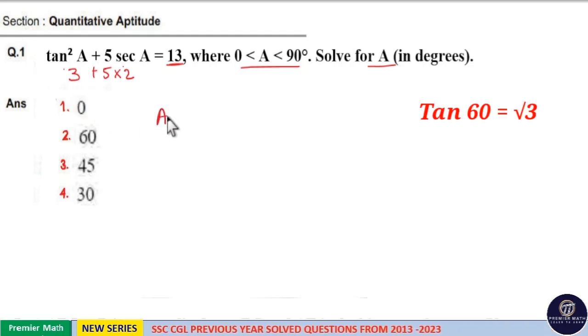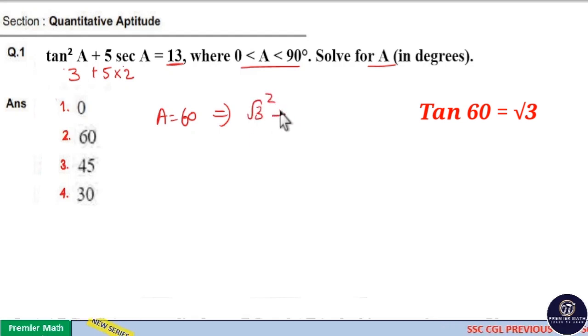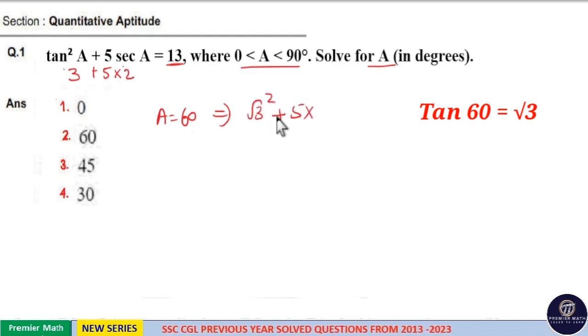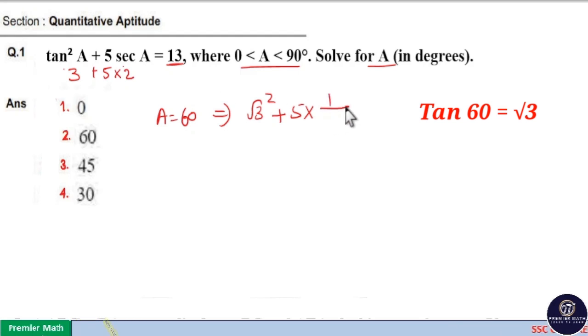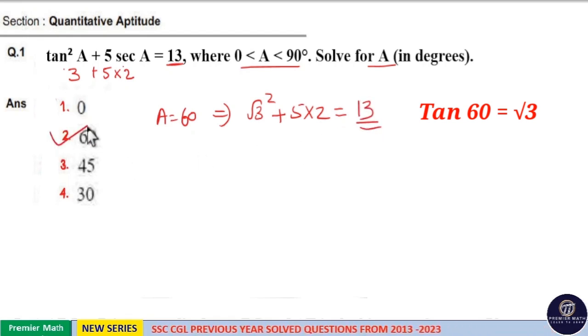So here angle A is equal to 60 degree, which means tan square A means root 3 square plus 5 into cosec A means 1 by cos A. 1 by cos A means 1 by cos 60, and cos 60 is equal to 1 by 2. So 1 by 1 by 2 means this will become 2. So 5 into 2. This is equal to 13. So option 2 is your answer.